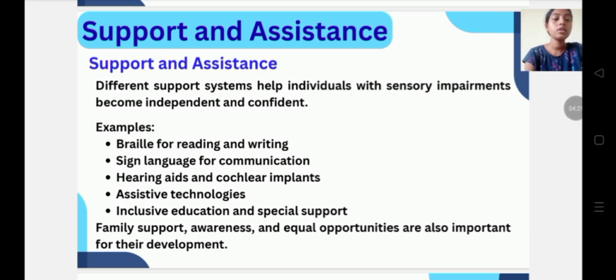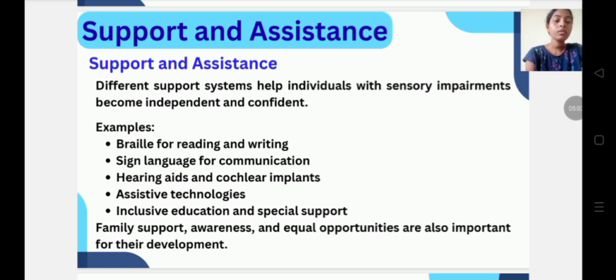Now I'll discuss the support and assistance. There are many ways to support individuals with sensory impairment, right? For example, Braille helps in reading for visually impaired persons, right? And sign language helps in communication for hearing impaired persons. Hearing aids, cochlear implants and other assistive technologies are also useful, right? Inclusive education and family support play a very important role in their development, right?